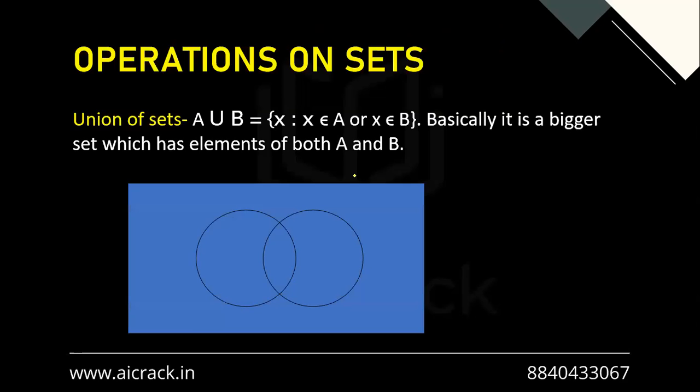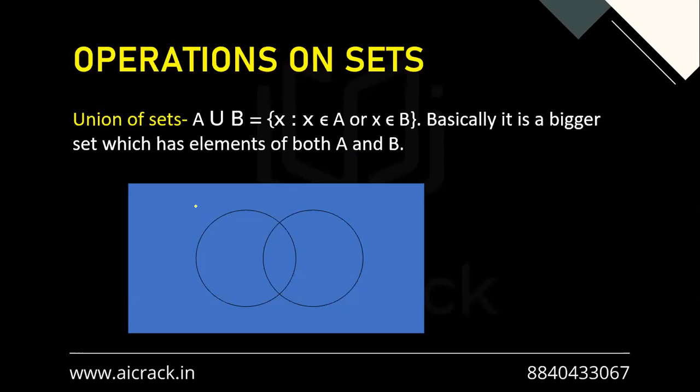Let's start with the operations on sets. Let's first discuss union of sets. A union B is represented by this symbol, the upper cup, and mathematically it means X belongs to either A or X belongs to B. So basically it is a bigger set which has elements of both A and B.